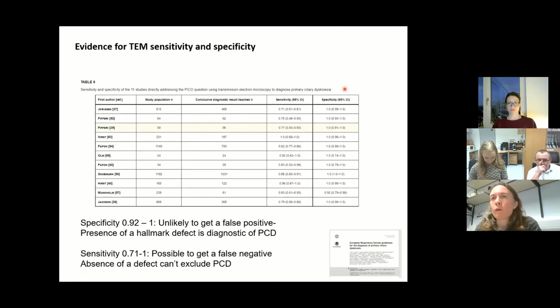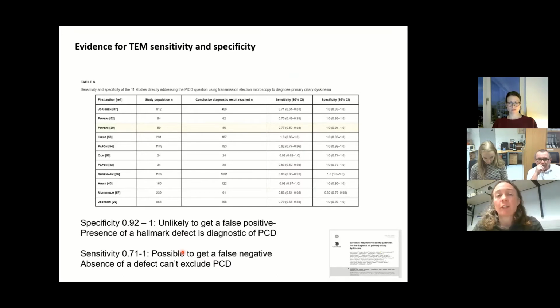So looking at all of the studies that met our inclusion criteria for sensitivity and specificity of PCD, you can see that it is 92 to 100% specific for a diagnosis of PCD, which means you're really unlikely to get a false positive. So if you see a dynein arm defect, it's very, very unlikely that person doesn't have PCD. So the presence of a hallmark defect is diagnostic of PCD. It is, however, not that sensitive.